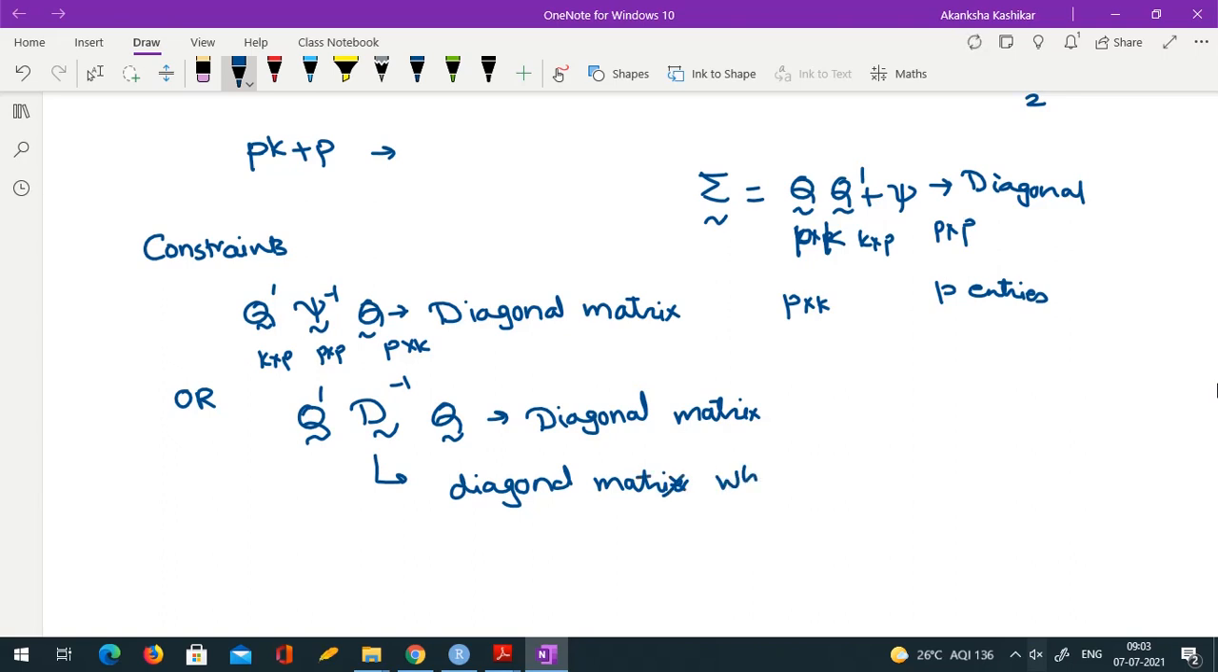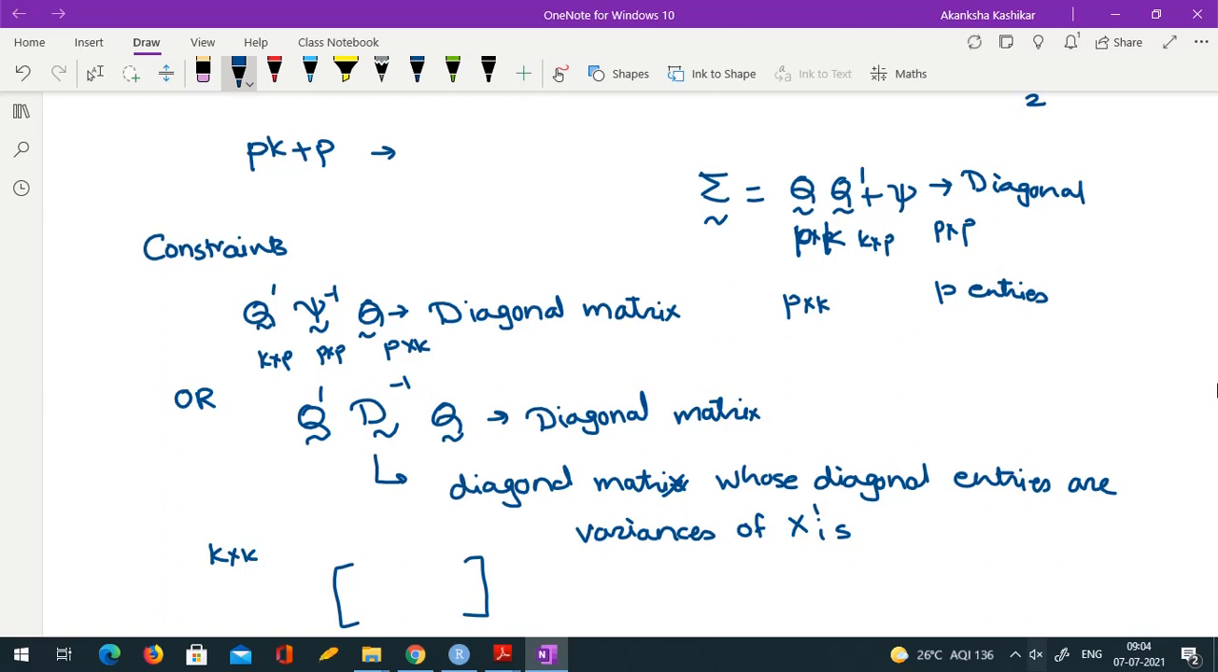A diagonal matrix whose diagonal entries are variances of the xi's. Originally psi and D are diagonal matrices, but Q is not a square matrix, so we don't know anything about Q. In this way we try to impose some constraints on Q. Overall, the matrix Q prime psi inverse Q, or Q prime D inverse Q, is of order k cross k, and we want to make it diagonal, meaning we want only the diagonal entries to be non-zero, everything else is 0. So how many constraints do we put?